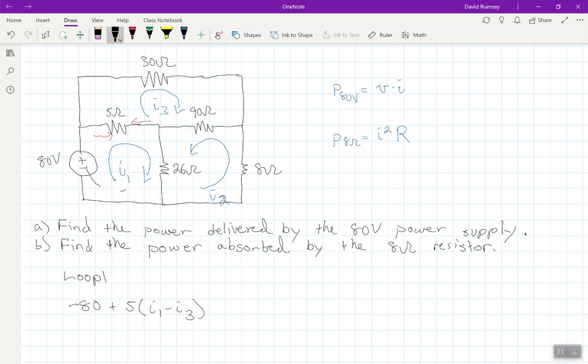Then we have this 26 ohm resistor, so we need the voltage across the 26. Well, that's going to be 26 ohms times the current. Now again, we're in loop 1, so we know that I1 is going to be the positive. I1 is going down through this 26 ohm resistor, and what is I2 doing? I2 is also going down through that 26 ohm resistor. So this is going to be plus I2 because they're both going in the same direction, and then this is equal to 0.